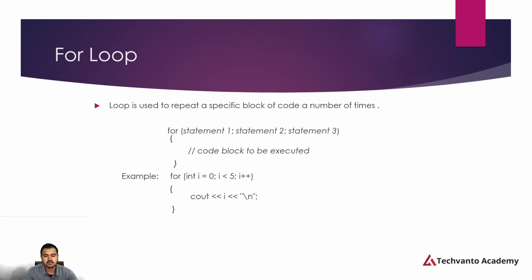Now 5 < 5 is false, so it comes out of the for loop, and whatever is present outside the for loop is executed. So this is how the for loop works. Don't worry if you can't fully understand how the for loop works. We will see in the practical session how we use the for loop.